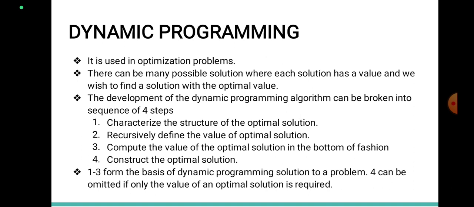Then the development of a dynamic programming algorithm can be broken into mainly 4 steps: characterizing the structure of an optimal solution, recursively defining the value of the optimal solution, computing the value of the optimal solution in a bottom-up fashion, and then constructing the optimal solution. Steps 1 to 3 form the basis of a dynamic programming solution to a problem. Step 4 can be omitted if only the value of the optimal solution is required.